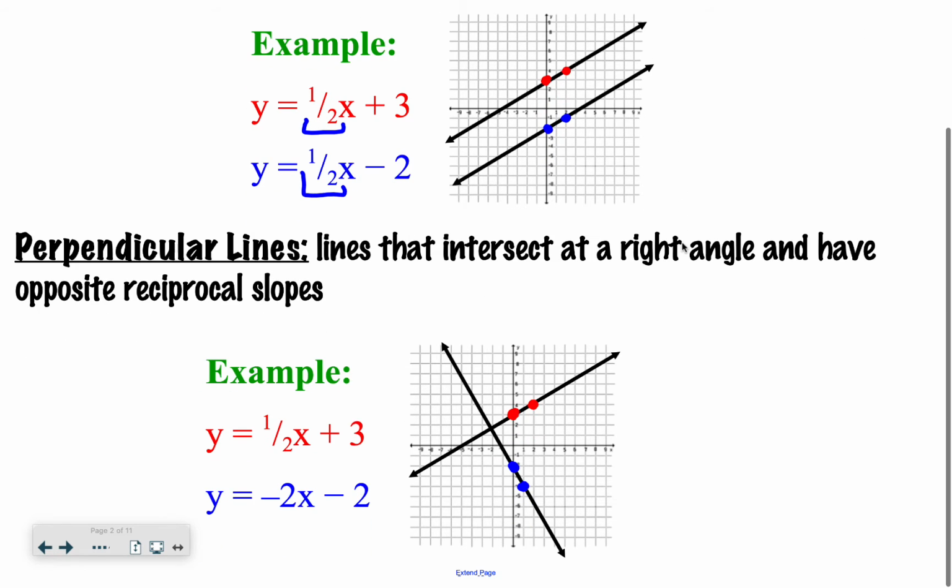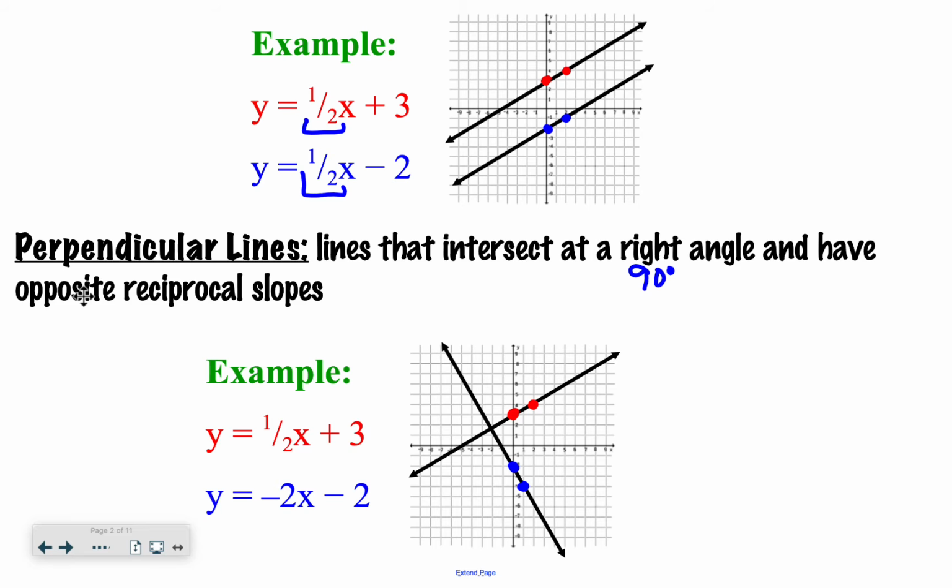Then looking down at perpendicular lines, they are lines that intersect at a right angle, which means 90 degrees, and have opposite reciprocal slopes. Okay, so let's talk about what opposite reciprocal means. Opposite means if it was positive, now it's negative, or if it was negative, now it's positive. So when you're comparing two slopes, one's positive, one's negative.